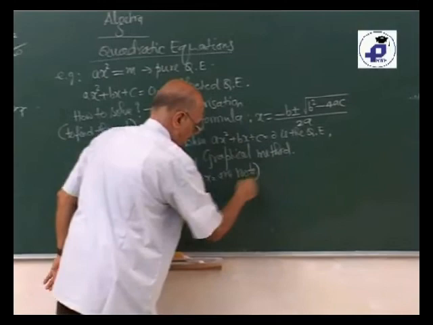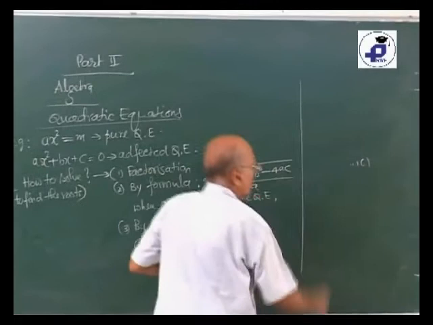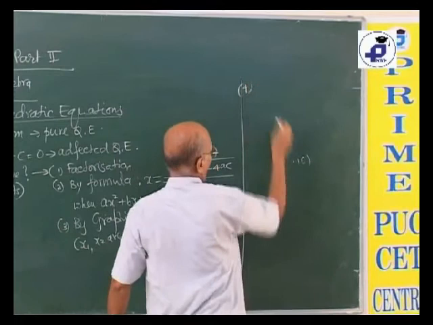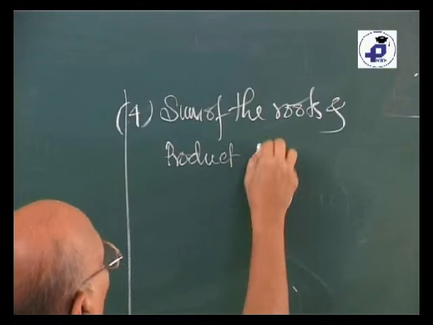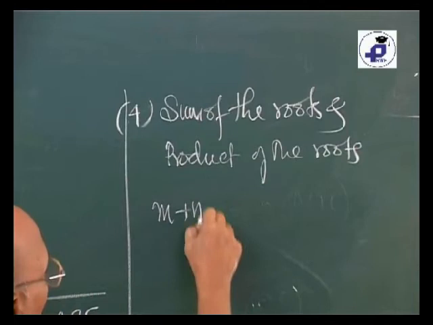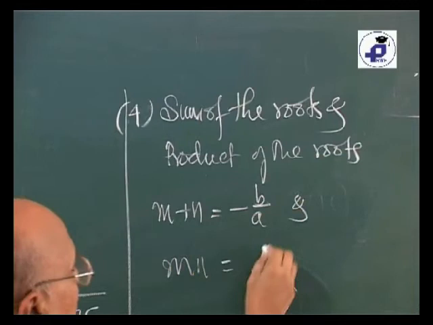Then along with this, children, you should remember the fourth one, that is, 1, 2, 3 and fourth is the sum of the roots and product of the roots. Sum of the roots m plus n is equal to minus b by a, and product of the roots is equal to c by a.